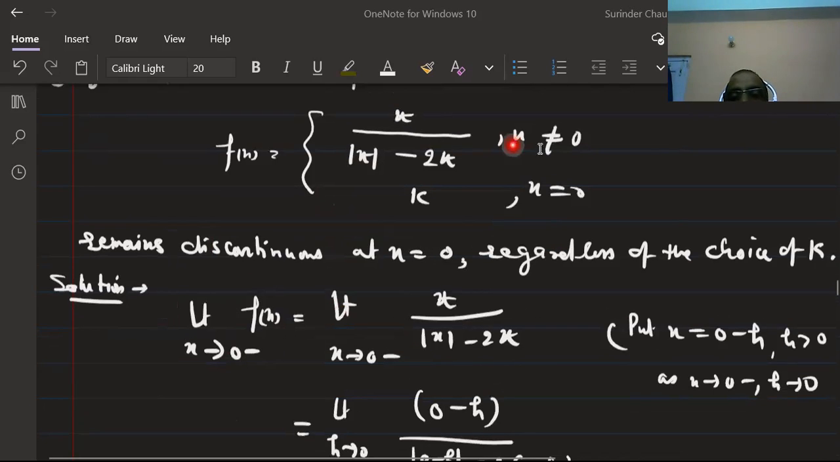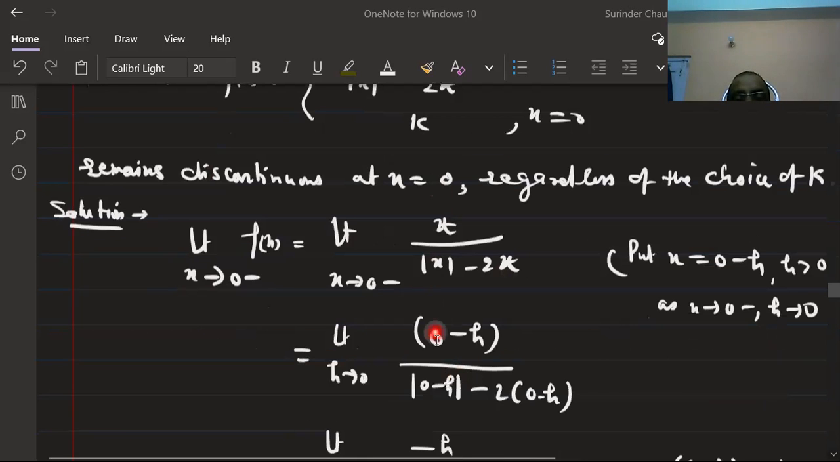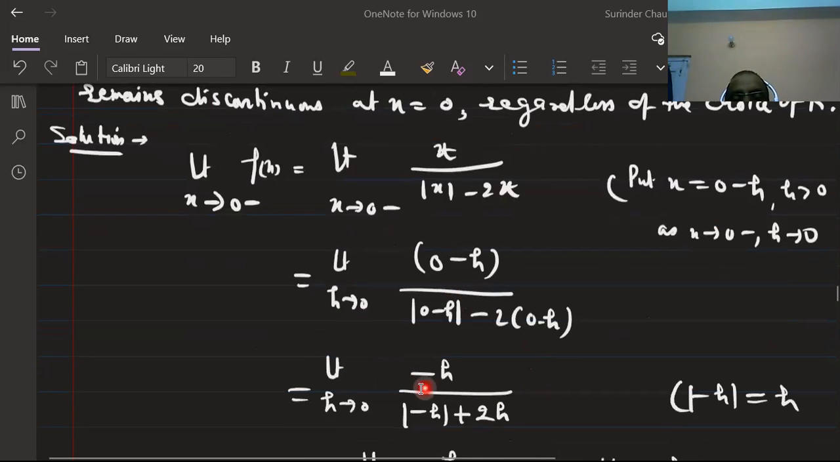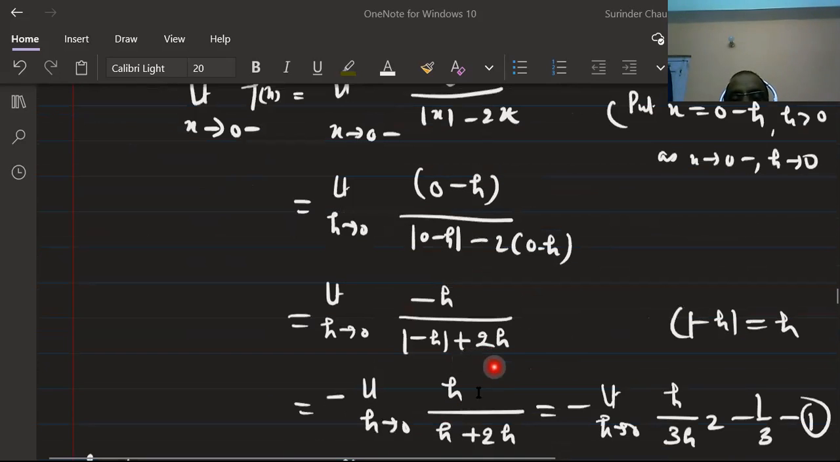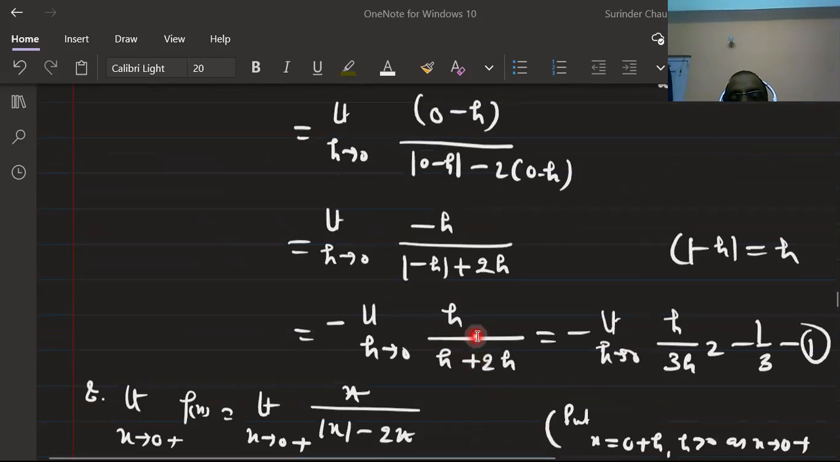Left limit is x tends to 0 from negative of f(x), which is the limit of x upon modulus x minus 2x. Put x equal to 0 minus h, where h tends to 0 as x tends to 0 from negative. After substitution and simplification we get minus h upon modulus of minus h minus 2 times minus h, which is minus the limit h tends to 0 of h upon h plus 2h. The h's cancel out.